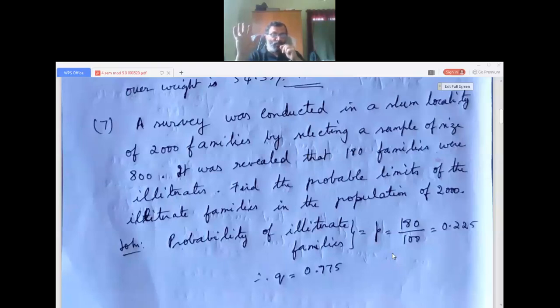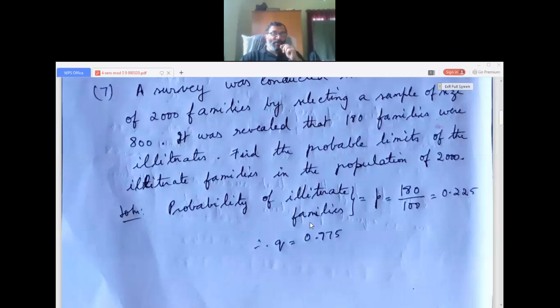You get 0.225. Just correct it. It is 180 by 800, that is 0.225. And P plus Q is 1, so Q is equal to 1 minus P, that is 0.775.